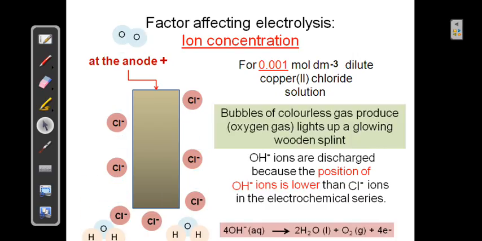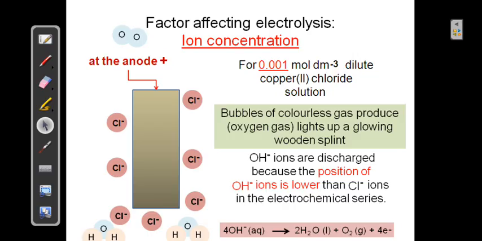So what happens? Bubbles of colorless gas are produced, that is the oxygen gas, which relights a glowing wooden spoon. To test that, you just put in a glowing wooden spoon and see whether it glows or it pops. If it pops, it means it is hydrogen, but when it glows, it means it is oxygen. So you can see from this equation, 4OH- ions in an aqueous solution will yield 2H2O in liquid plus an oxygen gas molecule, which gets released.